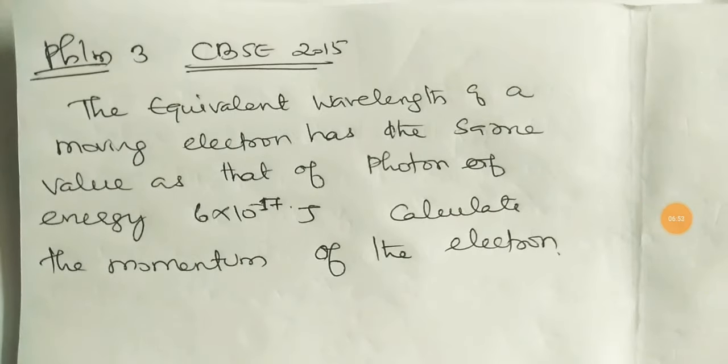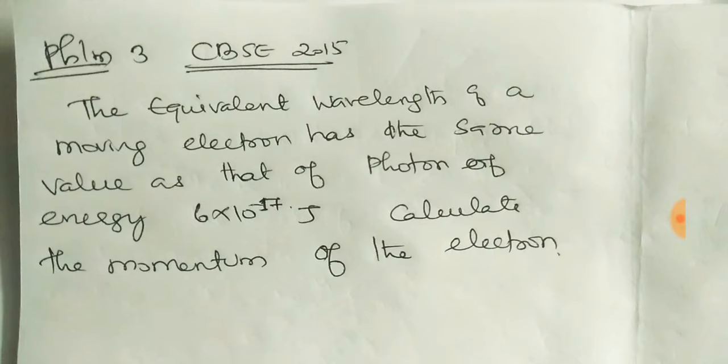Problem 3, children. The equivalent wavelength of a moving electron has the same value as that of a photon of energy 6 into 10 power minus 17 joule. Calculate the momentum of the electron. Okay, we are going to find out the momentum of the electron.